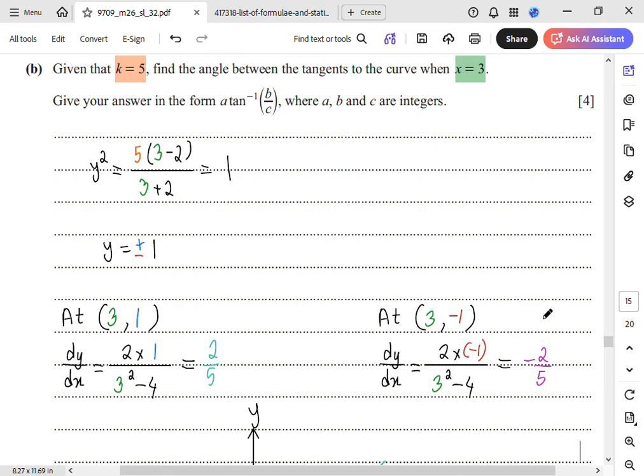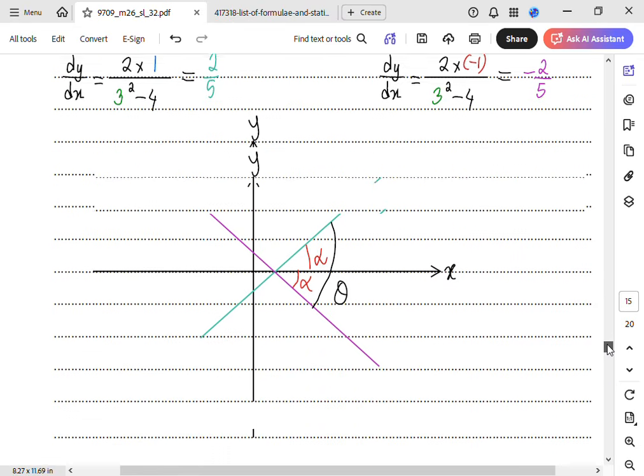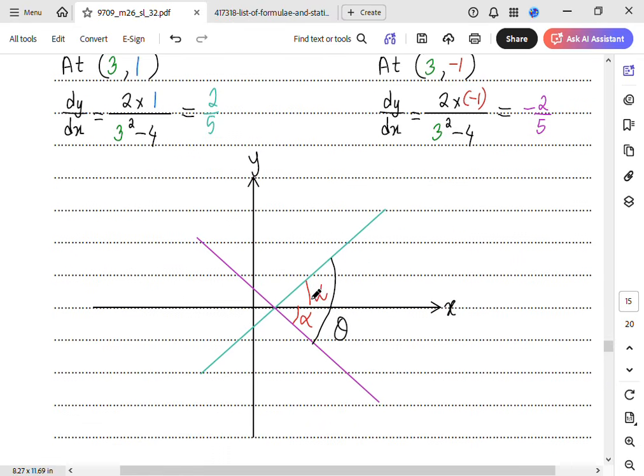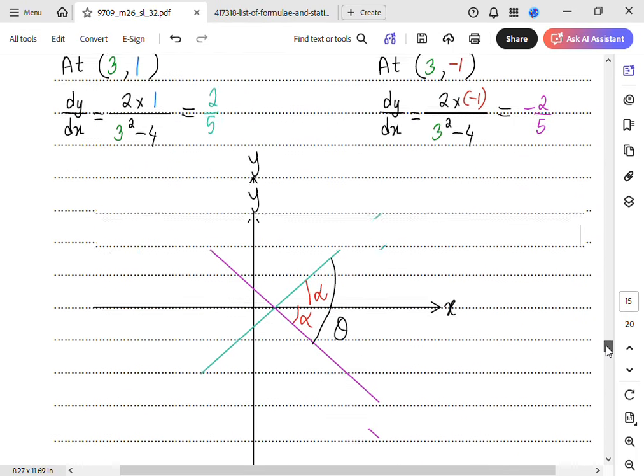So let's do a sketch of what the lines would look like, right? So since the gradient is positive here, it would be an upward sloping graph, and since the gradient here is negative, it would be a downward sloping graph, but they will have the same steepness, right? So I could say that this is equal to alpha, so this would also be equal to alpha, right? The question says to find the angle between the tangents, right? So that's 2 alpha.